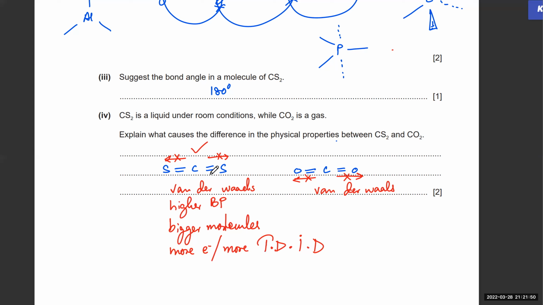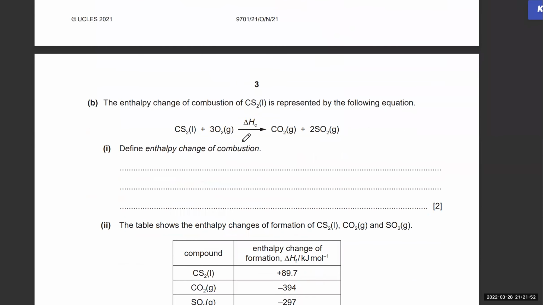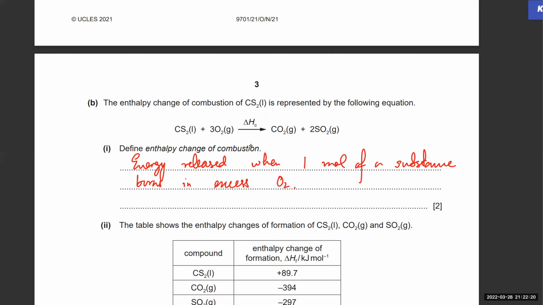Next, define the term enthalpy of combustion. It's the energy that is released when 1 mole of a substance burns in excess oxygen, measured under standard.